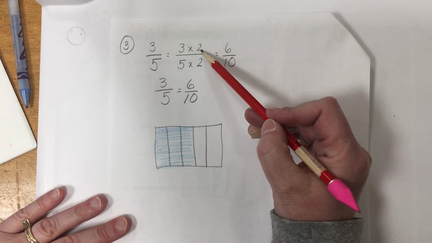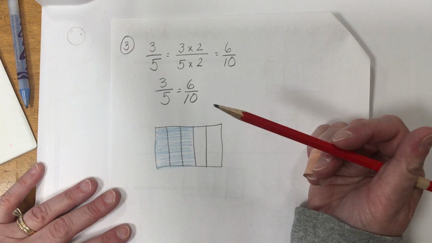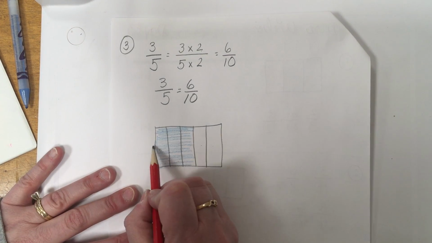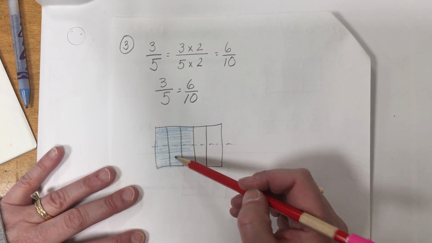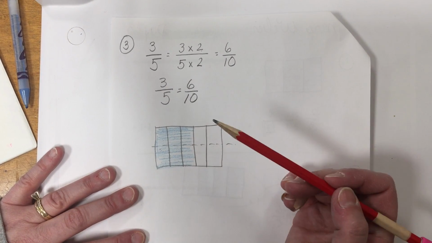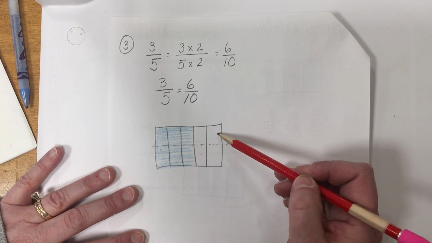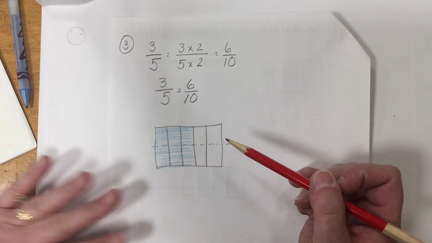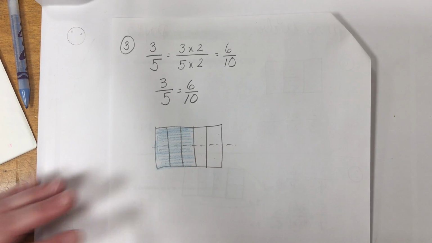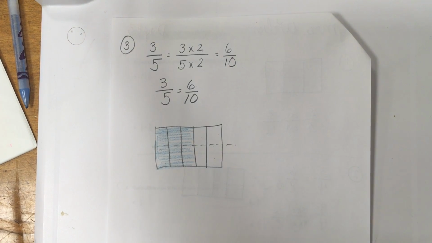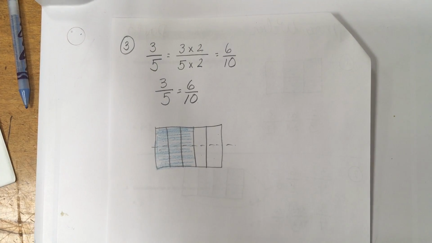I multiplied it by 2, which means I'm going to draw 1 horizontal line. And I have 6 for my numerator out of 10 for my denominator parts. How do I know they're equal? I didn't add any more blue or erase any blue. So we just used multiplication and the area model to prove equivalent fractions.